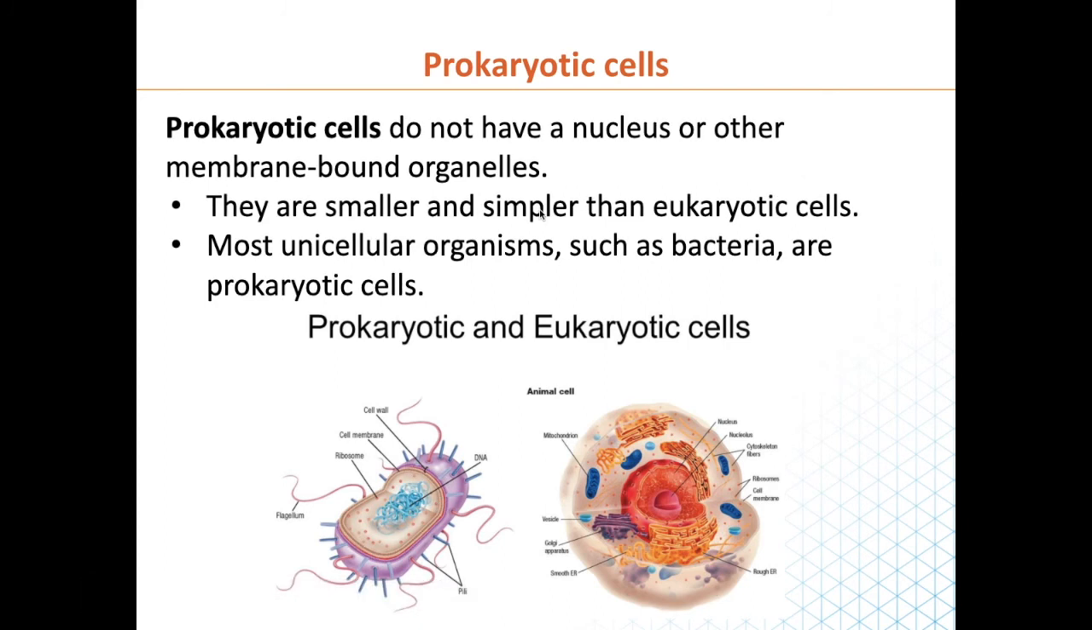Okay? So they are much smaller and simpler than eukaryotic cells, and most unicellular organisms are prokaryotic. So if you ever look at a unicellular organism, one that is made up of only one cell, you know there's a very good chance that it's prokaryotic. It doesn't have a nucleus, it doesn't have organelles. It's most likely not going to be eukaryotic, right?